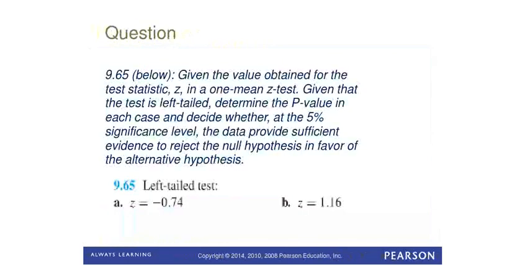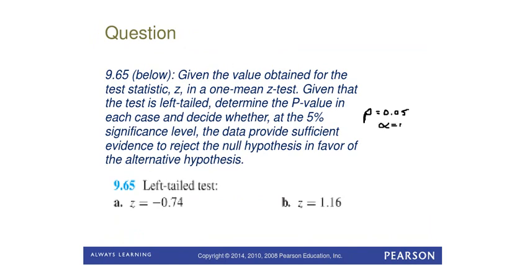To show you what that means, let's quickly go to an example. Let's say I was given a value obtained from a test statistic for z in a one mean z-test. Given that the test is left-tailed, let's determine the p-value. We could determine the p-value; we'll do that in a minute. But would we reject this based on that critical value method? Well, in our case, if we have a 5% level, so we're using a p-value of 0.05, that's also our alpha level.